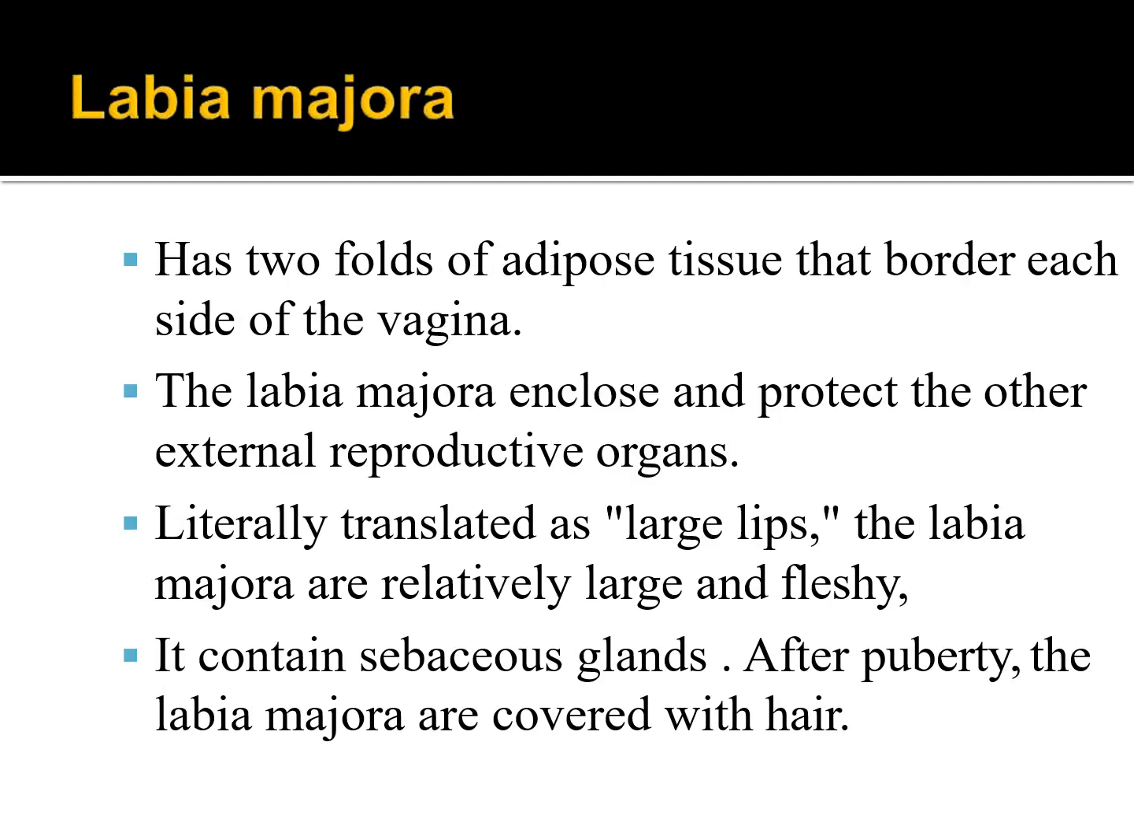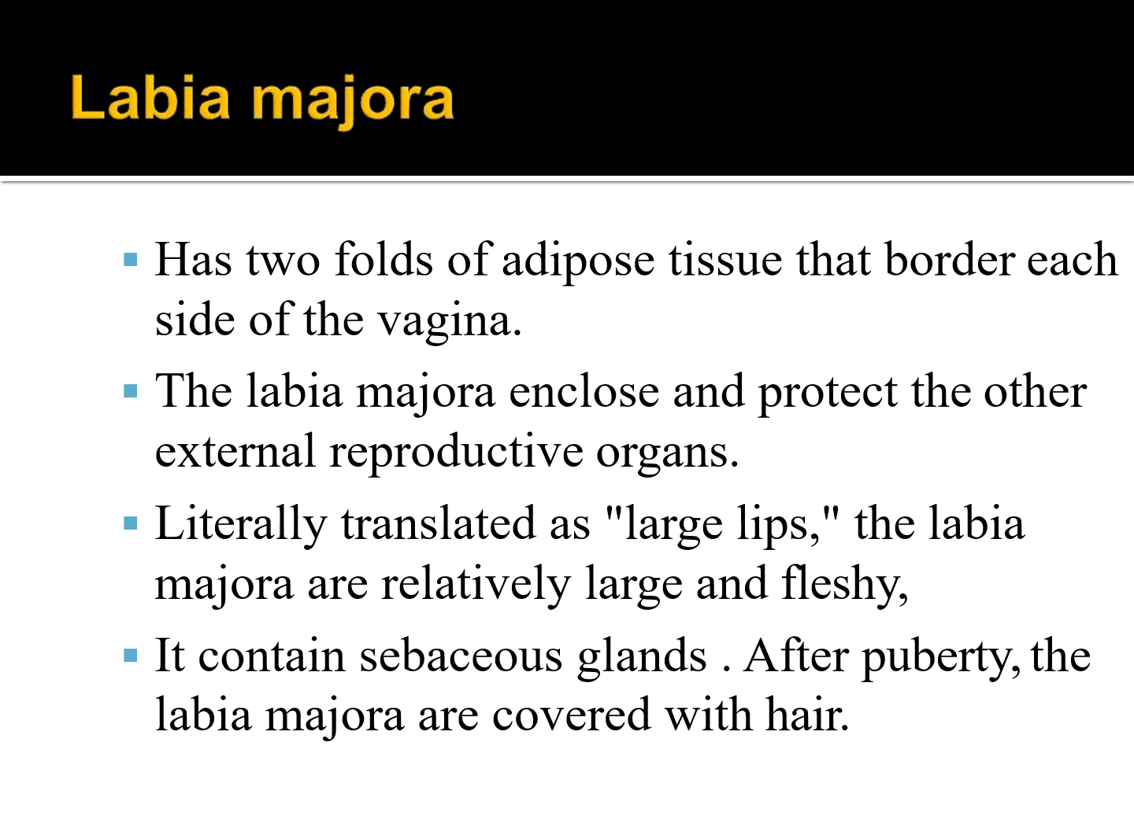Labia majora: these are two folds of adipose tissue that border each side of the vagina. Each side of the vagina is covered and protected by the labia majora. The labia majora encloses and protects the other external reproductive organs, including the vagina, urethra, and Bartholin's glands. Everything is enclosed inside the labia majora, and it is otherwise known as the large lips.